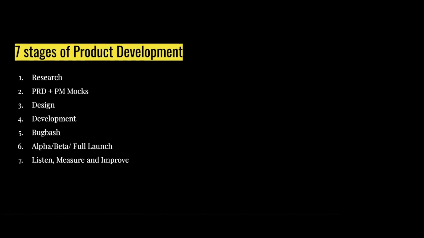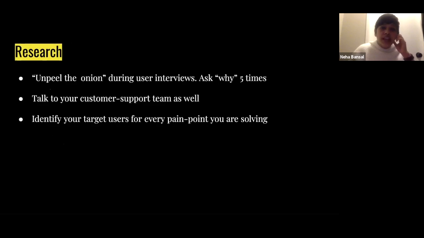Cool. Let's jump into the first one, research. As I said before, I'm only writing things that I found interesting. I'm not going to touch on the basics of what research is. So the first step is unpeeling the onion during user interviews. Sitting through a lot of UX research interviews, I realized it is important to keep asking why every time a user brings up an issue with your feature or a pain point, to really hone in on the exact pain point instead of just knowing what they are finding troublesome.